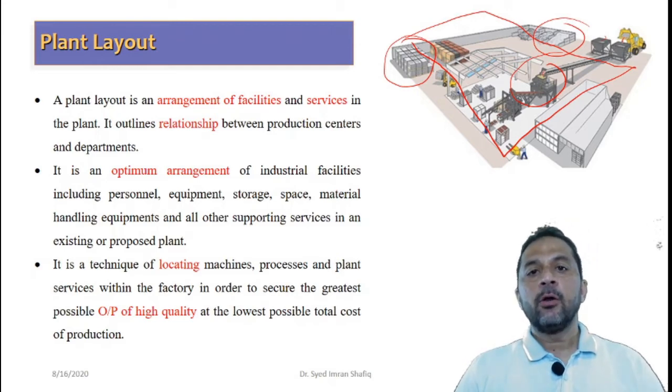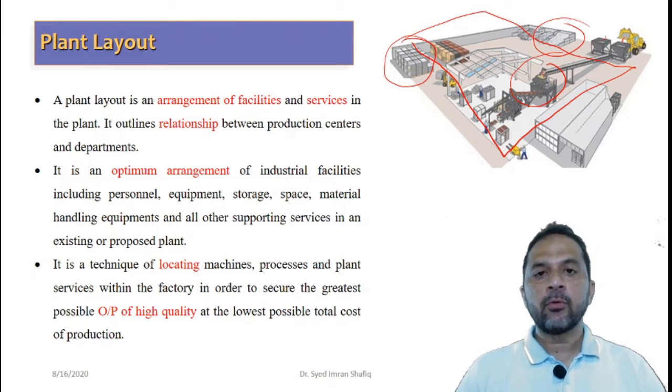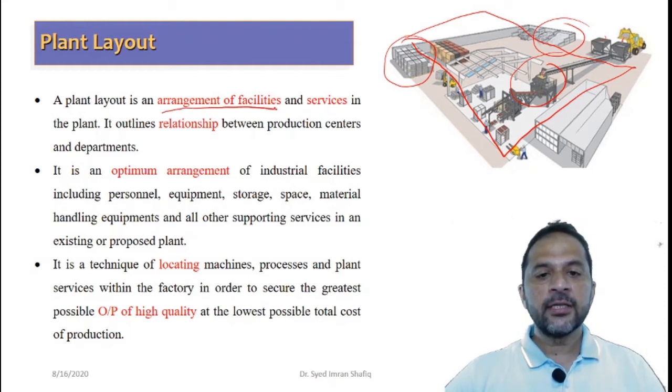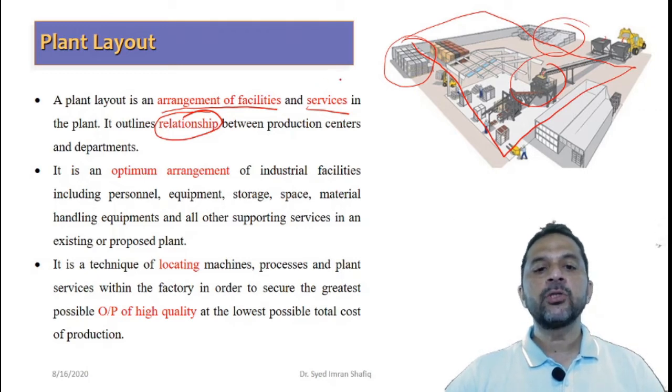So this is plant location. Sorry, plant layout. A plant layout is an arrangement of facilities and services in the plant, and it outlines the relationship. As we know, for example, office and store should be near to each other, because everything from the store will first come to the office for entry, and then it will go to the shop floor. So according to the relationship between the two departments or facilities, there should be a layout.